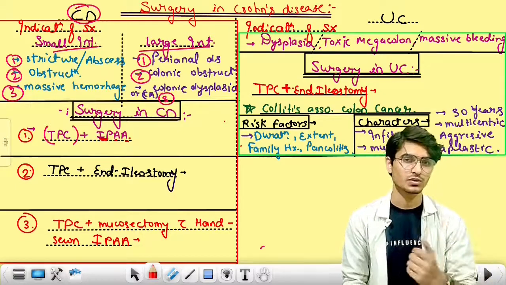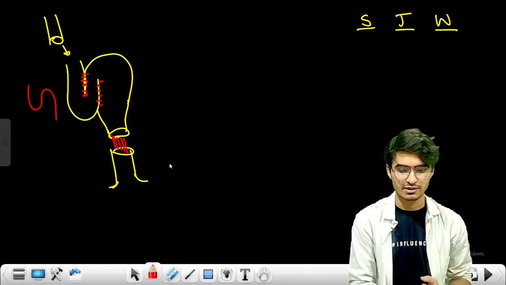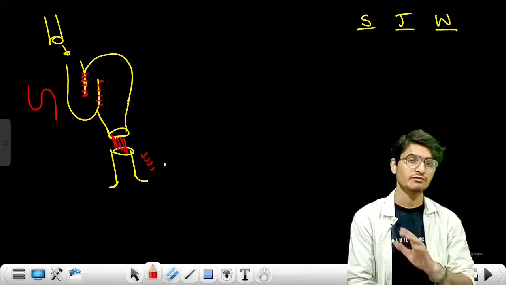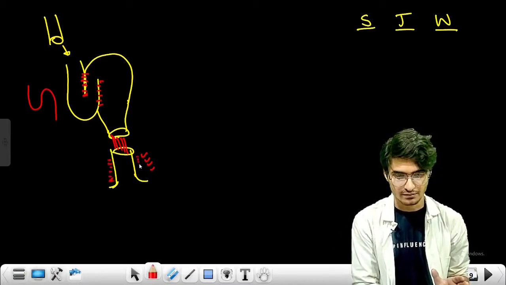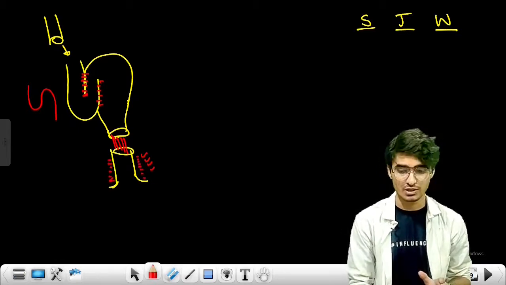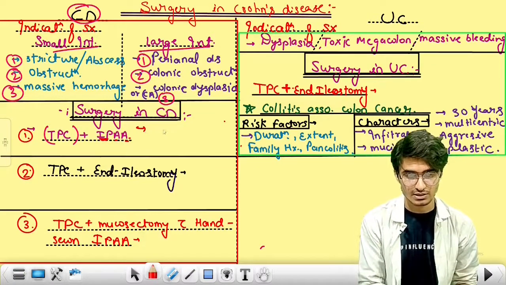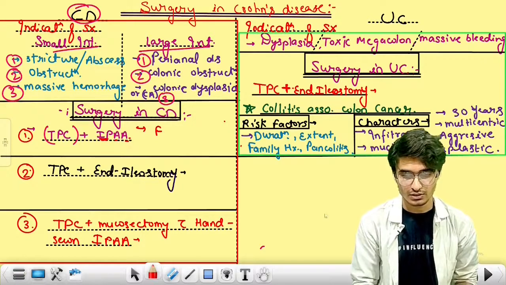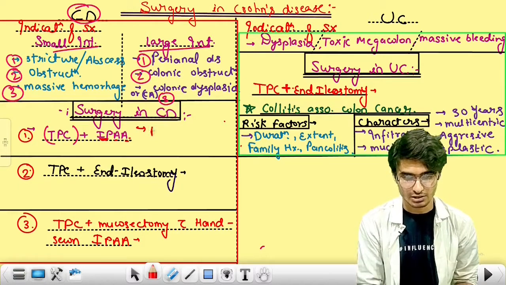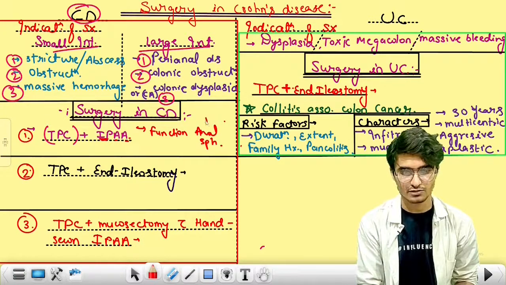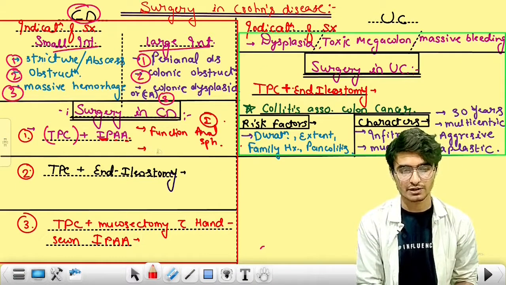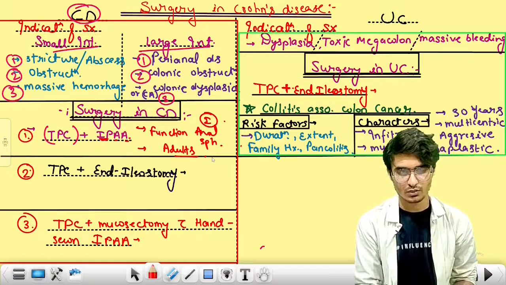So what are the indications of this? We can perform this surgery only if the sphincter is functional. The fecal incontinence should not be present, so there should be a functional anal sphincter. That is the first indication of surgery. And second, we can perform it in adults. These are the indications.